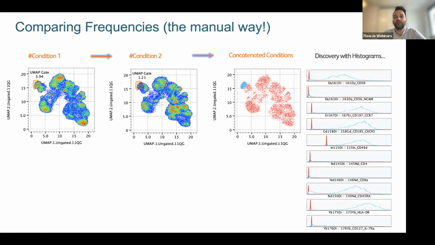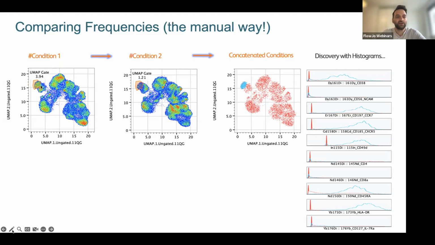I will show you the manual way first. You can of course always gate on your differences. So I can gate on my condition 1 and condition 2 and show the UMAP in that case, and I can visually see the differences from condition 1 to 2. So I place the gate here.